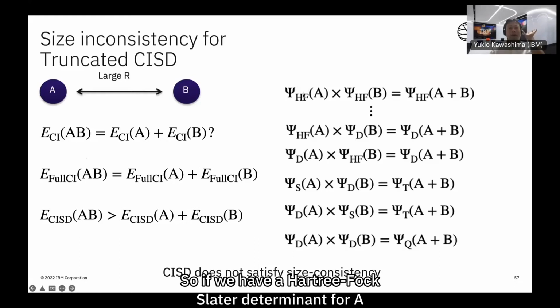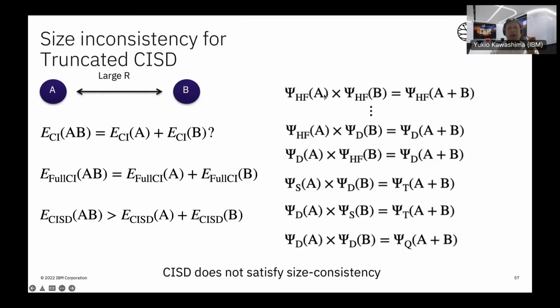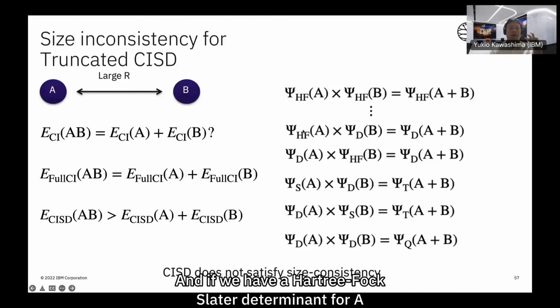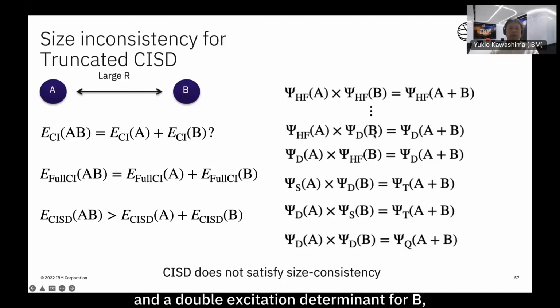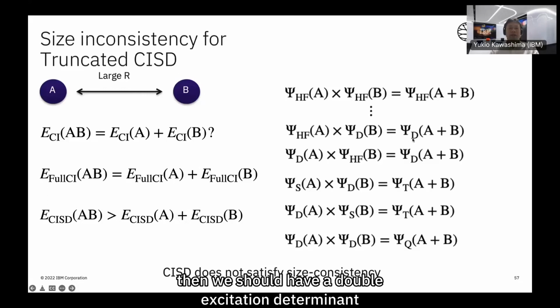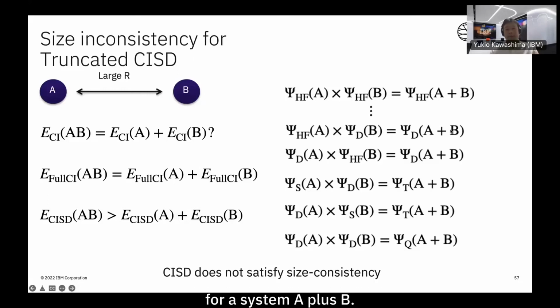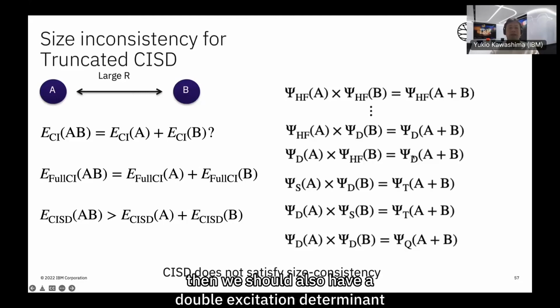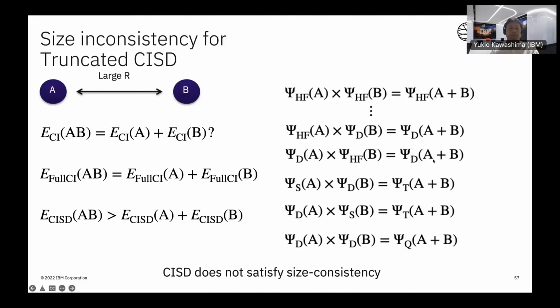If we have a Hartree-Fock-Slater determinant for A and a Hartree-Fock-Slater determinant for B, then it should be a Hartree-Fock-Slater determinant for A and B. And if we have a Hartree-Fock-Slater determinant for A and a doubly excitation determinant for B, then we should have a doubly excitation determinant for system A plus B. And if we have a doubly excitation determinant for A and a Hartree-Fock determinant for B, then we should also have a doubly excitation determinant for A plus B.